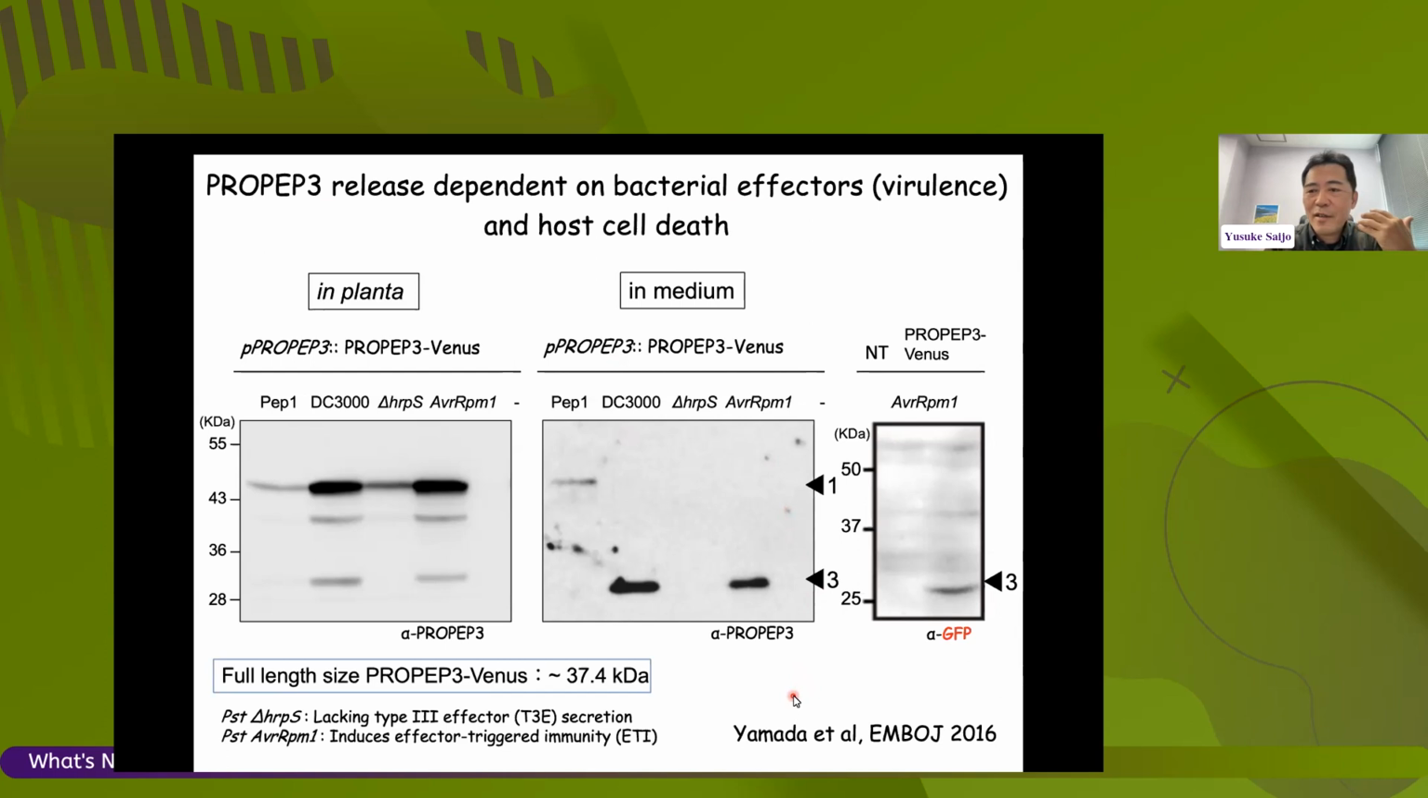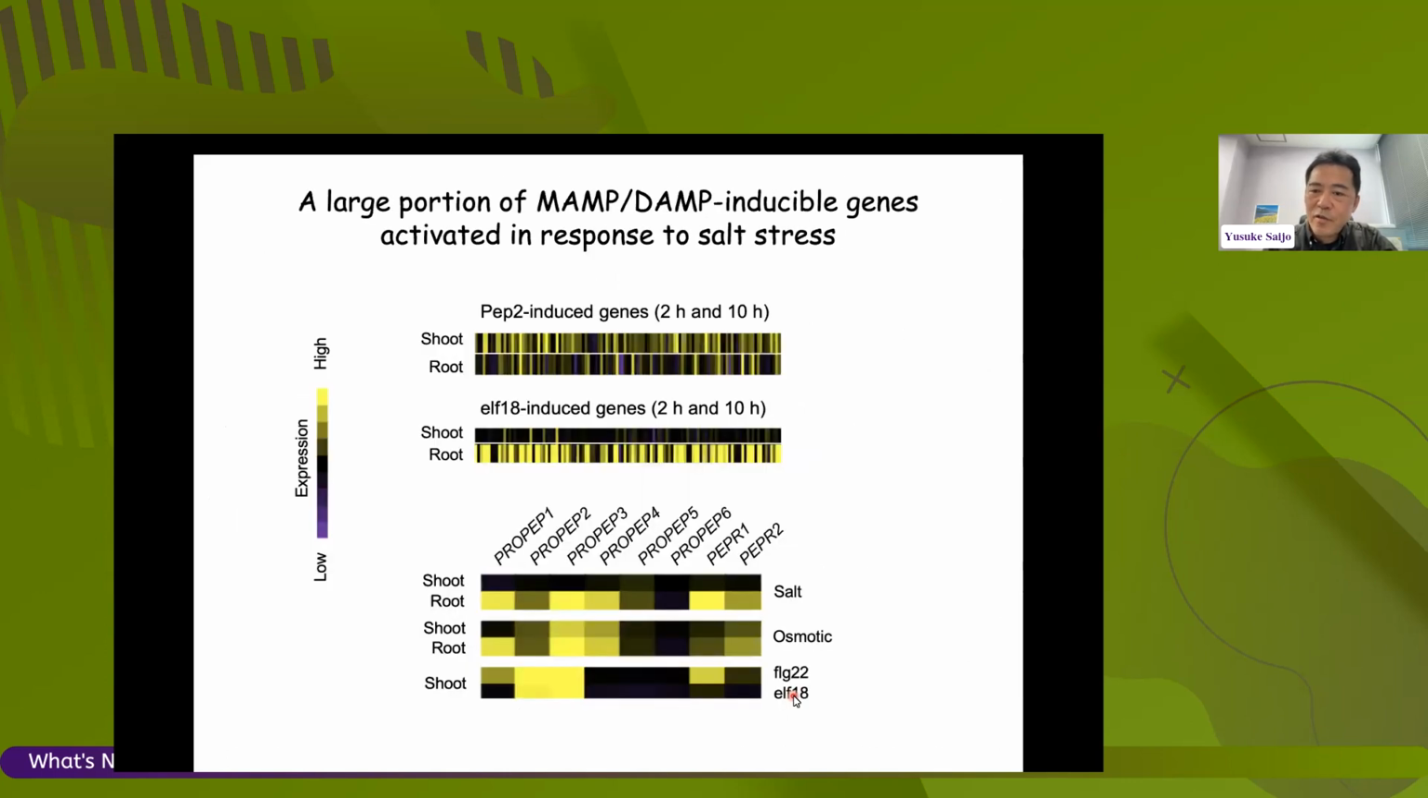But when we saw this data, we were also aware that cell damage is quite common, not only in biotic stress, but also in abiotic stress such as salt. We looked at the transcriptome responses to these PEPs or elf18, these MAMPs and DAMPs, which typically induce a common set of defense-related transcripts. Today's topic is what's new, but we first obtained these data already 10 years ago.